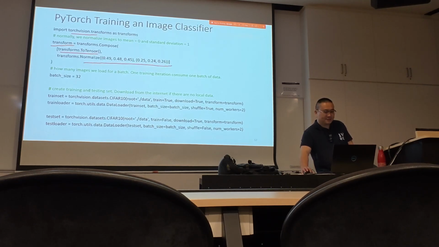So normalization means that we want to convert the data into zero mean and unit variance. So that is normalization. And then there is the batch size. The batch size is how many images we want to train the model on for each iteration.